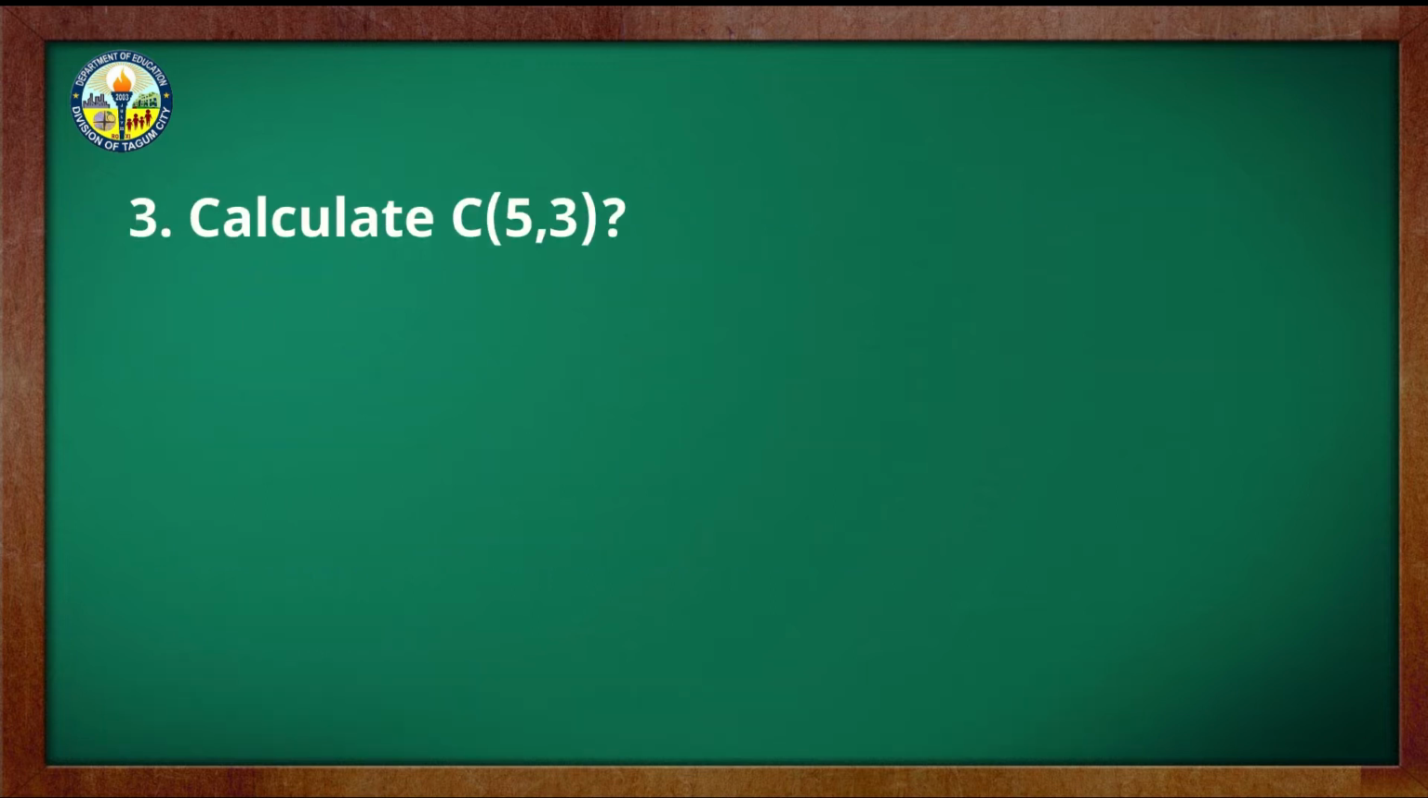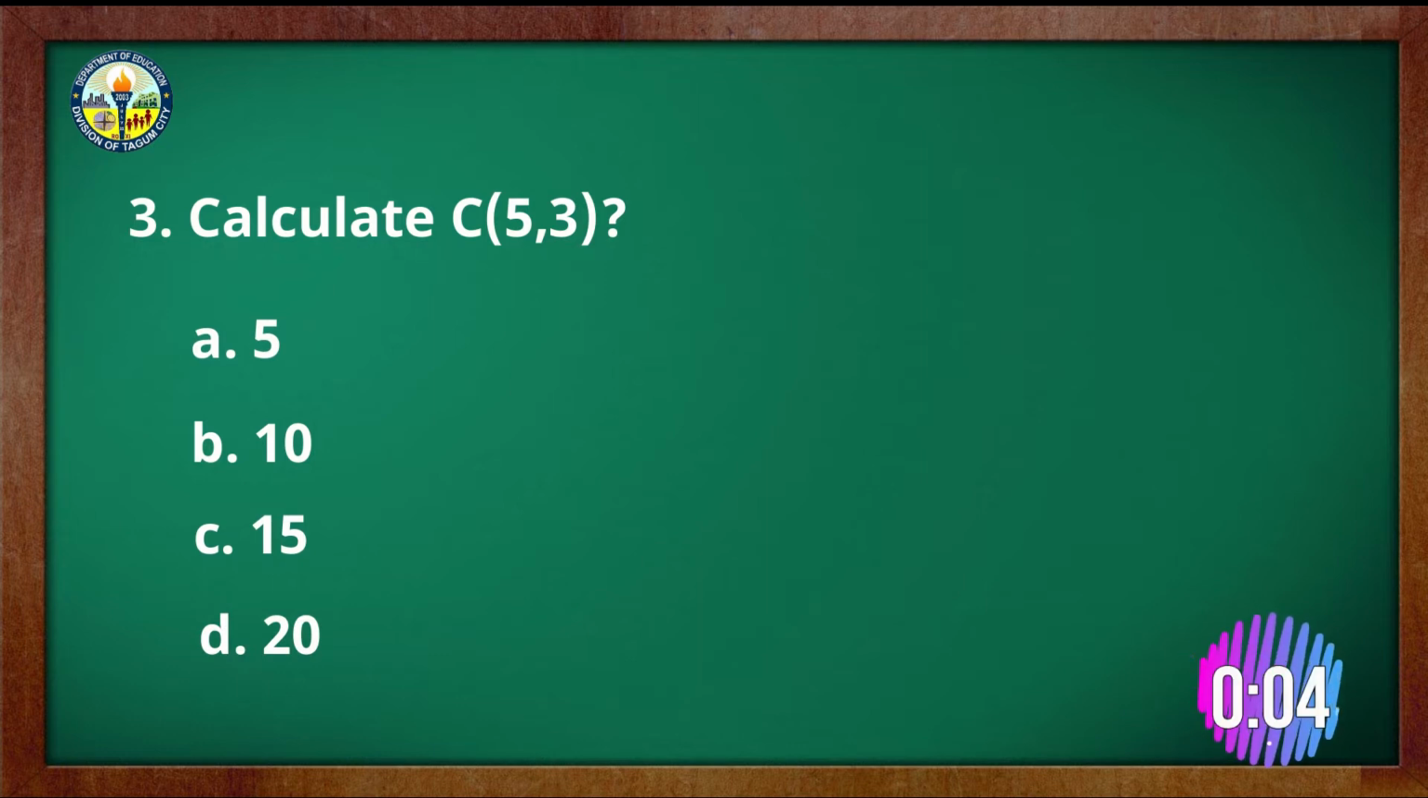Number 3. Calculate the combination of 5 taken 3 at a time. Letter A. 5. B. 10. C. 15. Or letter D. 20. Your time starts now. The answer is letter B, 10.